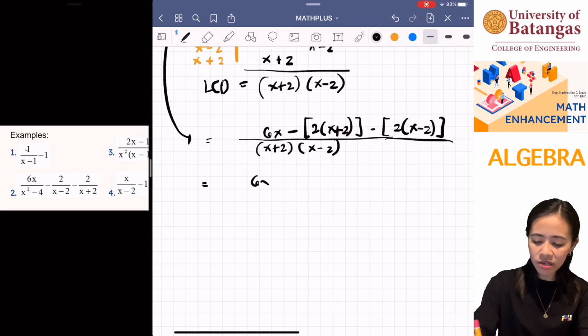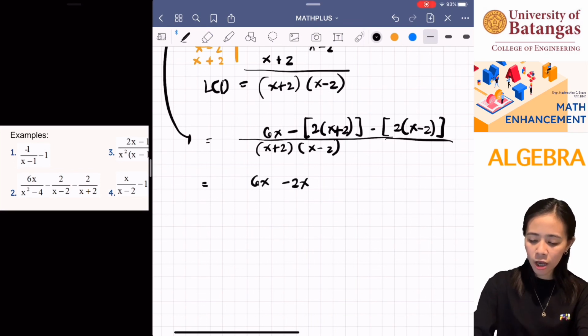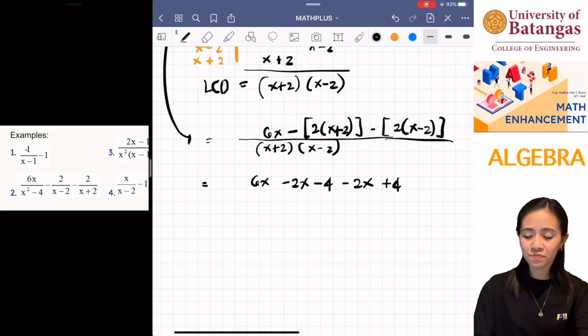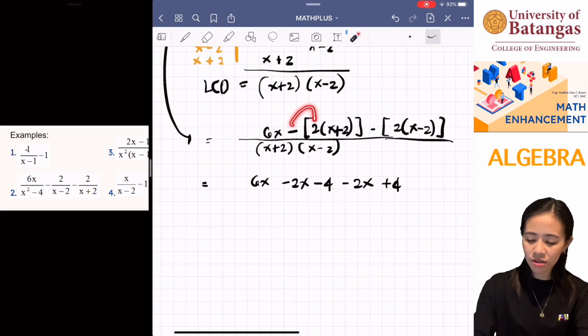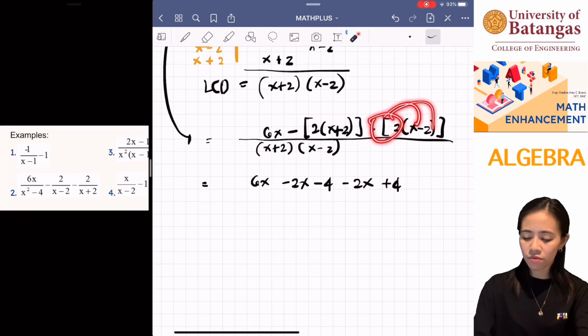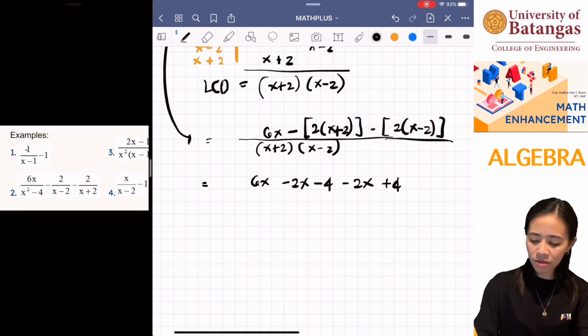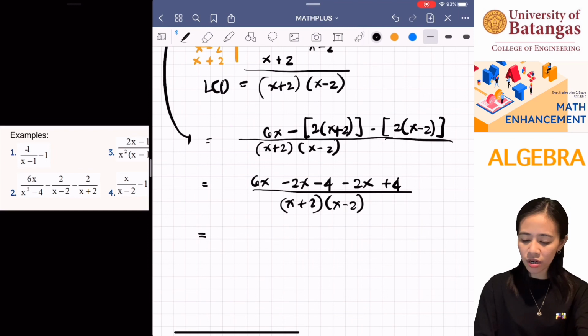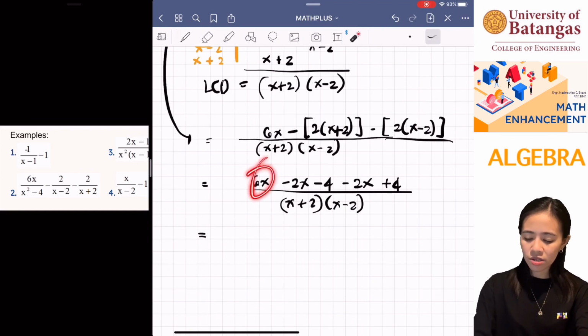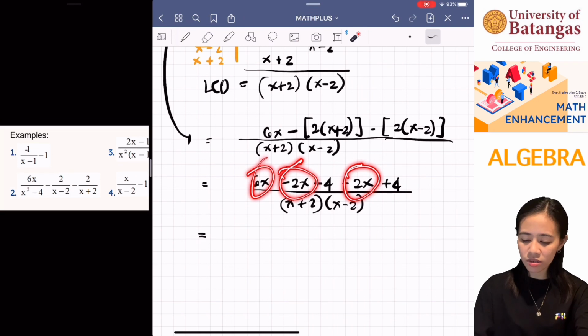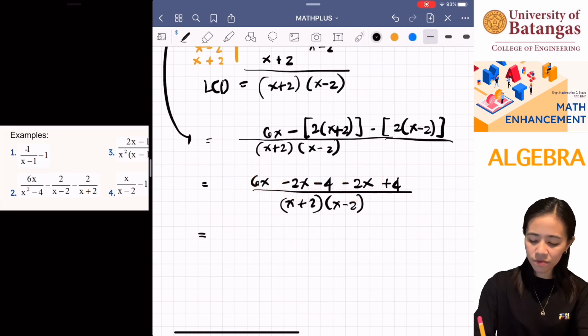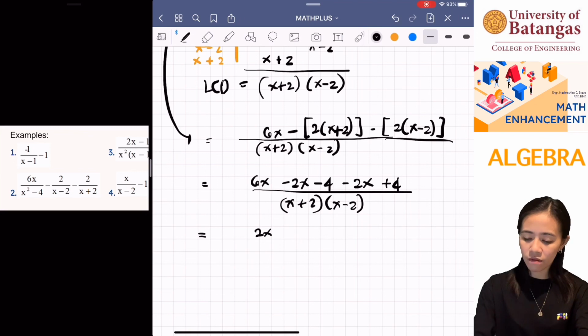So, that gives me 6x, okay, minus 2x, minus 4, minus 2x, plus 4, right? Okay, if you distribute this, so that's negative 2, distribute 2, all the terms in the binomial. So, negative 2. So, this will be our answer. And then, divide that by x plus 2, x minus 2. Then, I'll simplify the numerator. That would be 6x minus 2x minus 2x. So, 2x na lang. Okay. And then, we'll have negative 4, positive 4 cancelled.